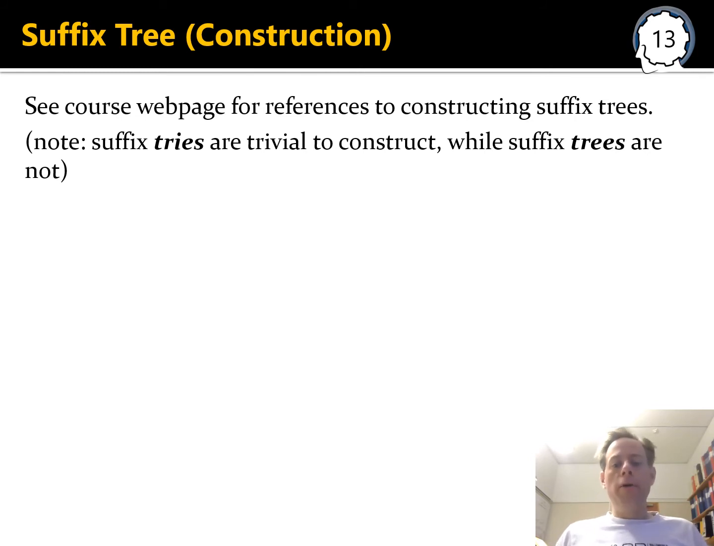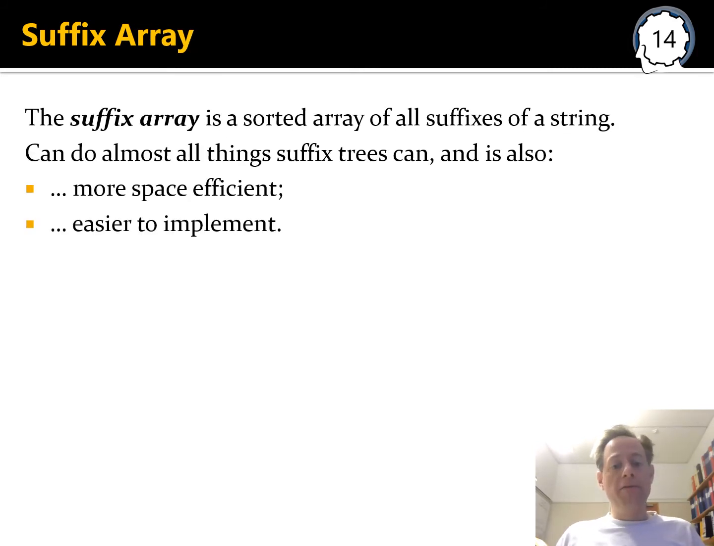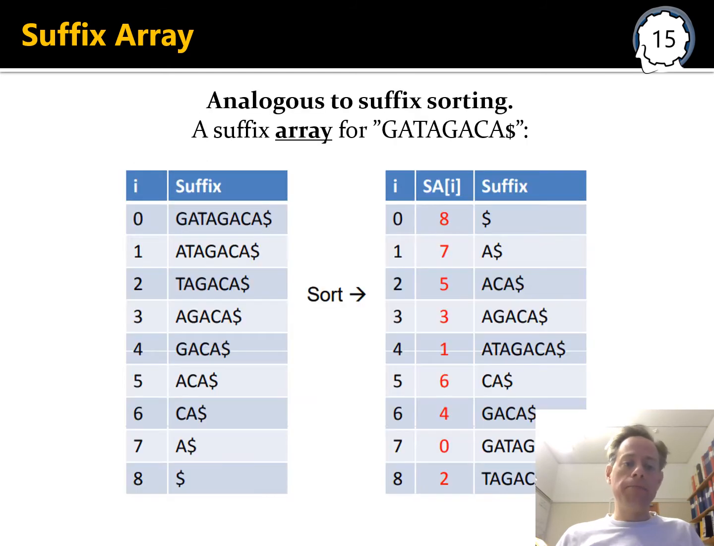But for all purposes, you usually do not need to build the suffix trees. Instead, you will build something called a suffix array, which is a simpler form. So it's basically a sorted array of all the suffixes of a string. And it can do most things that suffix trees can. And in fact, it's actually more space efficient and much, much easier to implement. So for this course, suffix arrays should be sufficient for your needs.